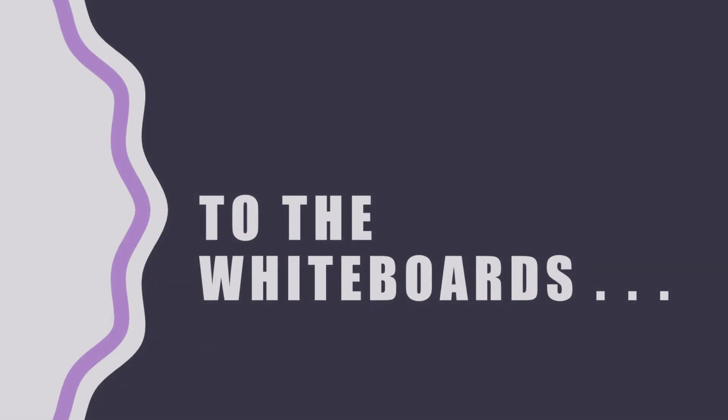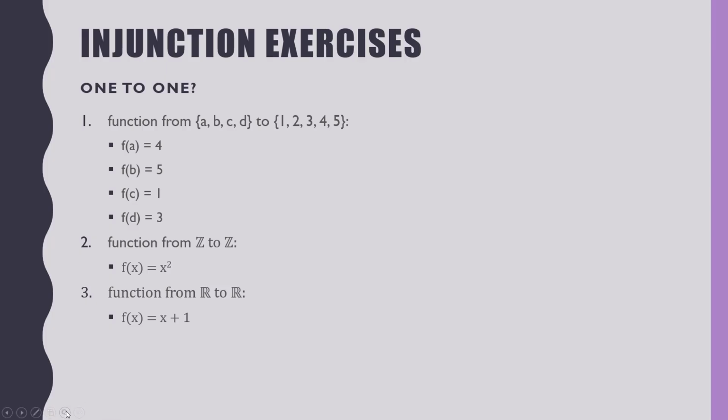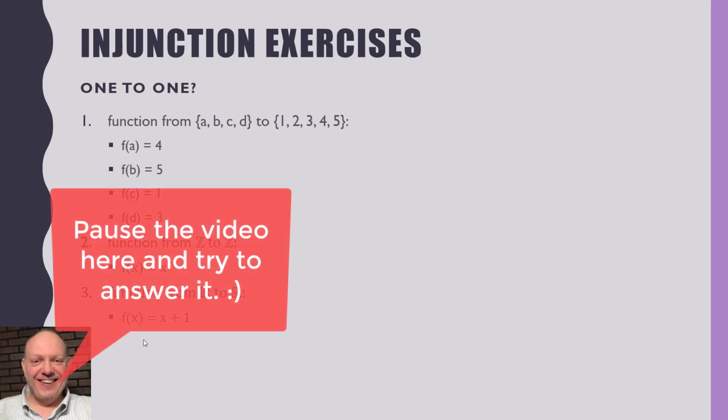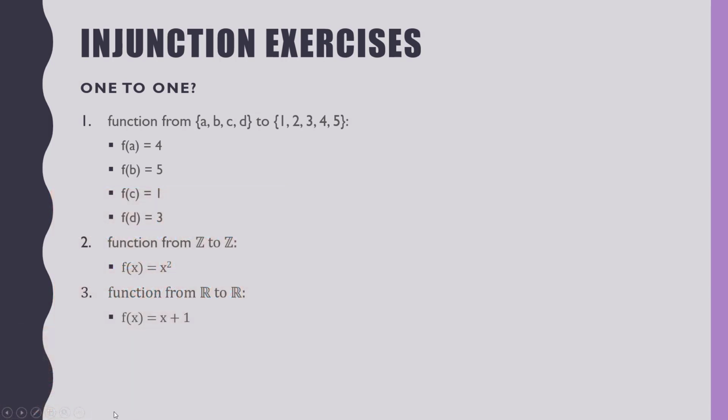To the whiteboards. Okay, so we want to see if these are one-to-one functions, all right? The rule is for all a and all b, and again, a and b are just placeholders for the ath value in the set and the bth value in the set, right? They're just placeholders. So if I were to grab some random value out of the set A, which is A, B, C, D there, and I would grab some other random value, if they were equal to each other when I plugged them into the function, then that would mean a is equal to b.